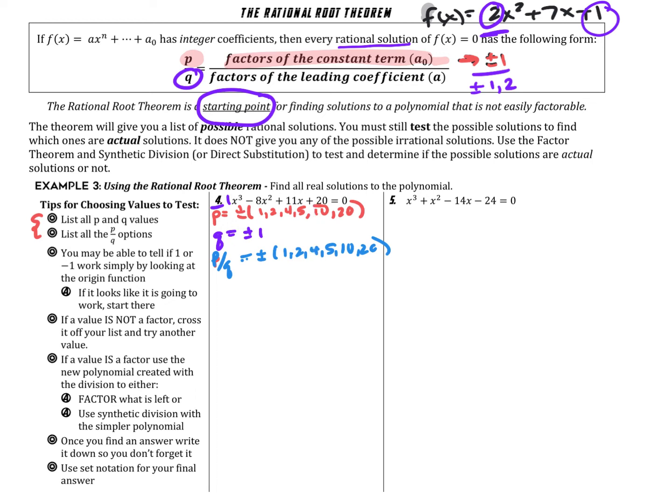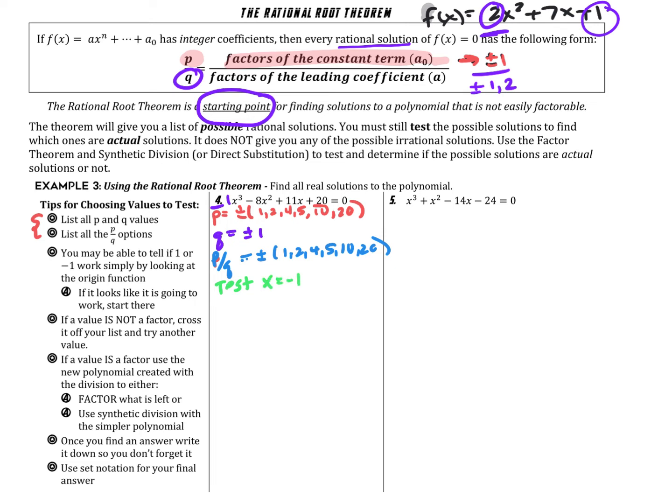So I'm going to skip over testing +1. That means maybe I see 11 and 20. Maybe if there was a negative sign going on here, that actually might work. So I'm going to choose to test x equals -1.